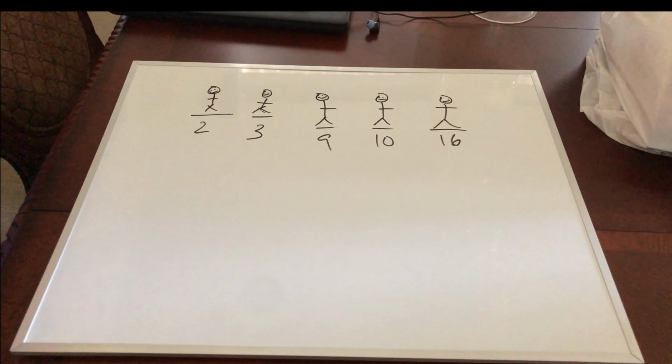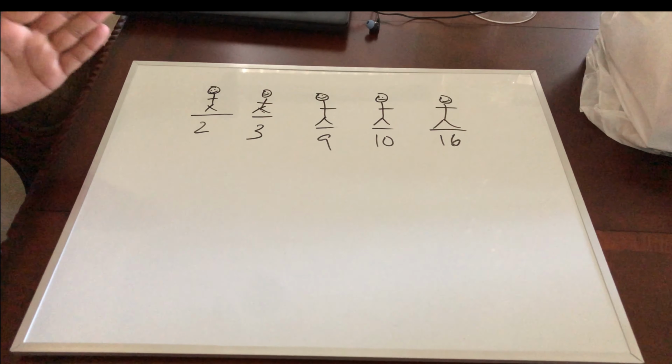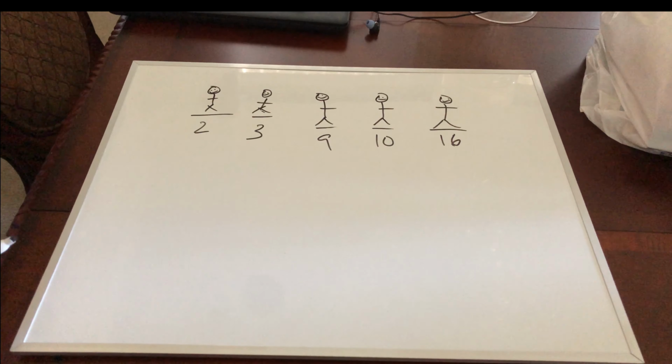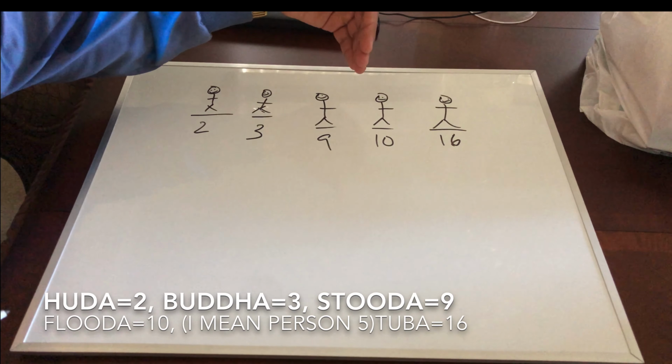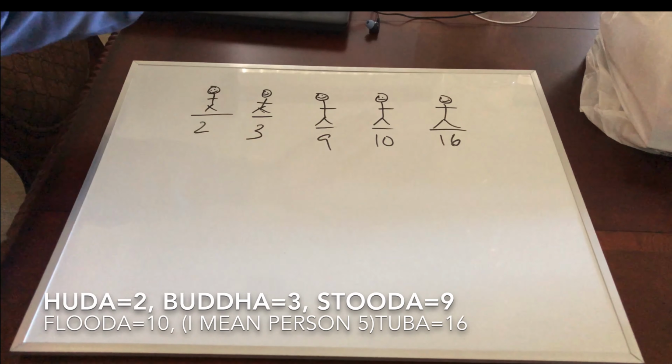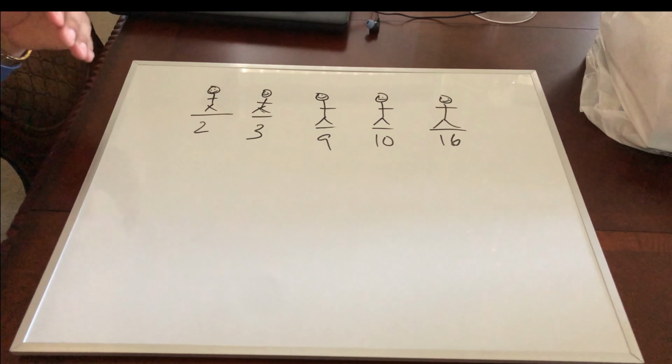So I have drawn 5 wonderful people here, and as you can see, there are numbers under each person. Let's just say each person likes sweet tea. I love sweet tea, so I'm hoping you do too. Every person has a different amount of gallons of sweet tea in their fridge. Person 1 has 2, person 2 has 3, person 3 has 9, person 4 has 10, and person 5 has 16. I want to calculate the standard deviation of the amount of sweet tea that each person has in their fridge.